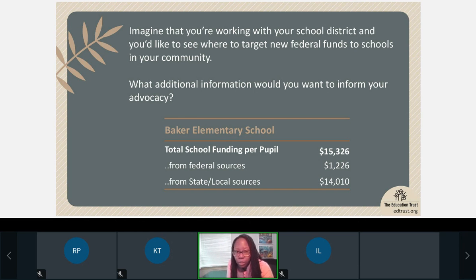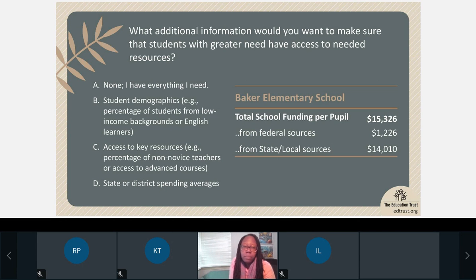So for every single school, imagine that you knew the total school funding per student, the amount that was from federal sources, and the amount that was from state sources. What additional information would you want to help inform your advocacy? And you can just go ahead and select the response that corresponds to your choice on the screen.